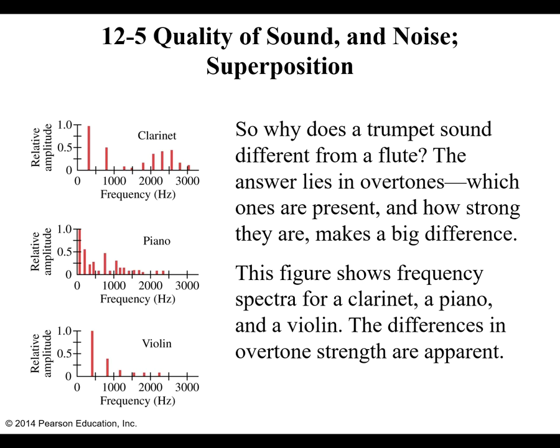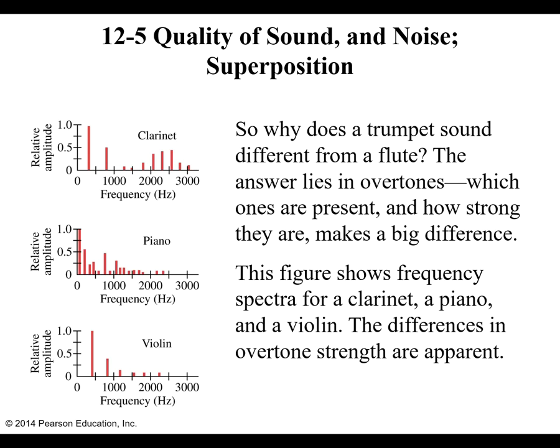Now, why do different objects sound different? We'll talk about musical instruments because it's easy to talk about. Why does a trumpet sound different from a flute? The answer lies in the overtones that are possible: which ones actually sound in the instrument and how strong each particular overtone is.